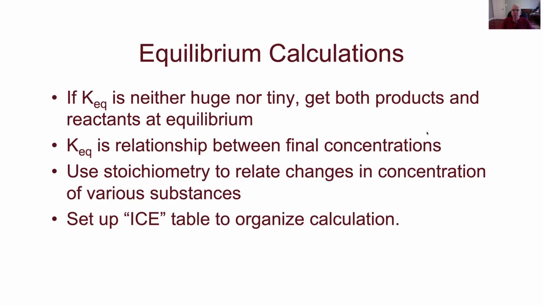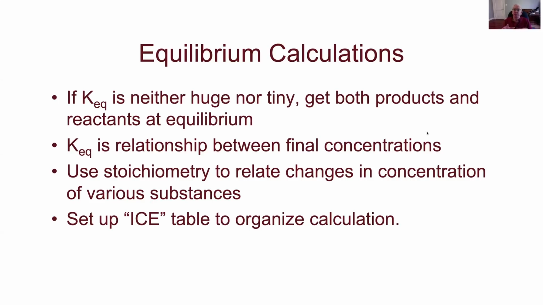The equilibrium constant tells us the relationship among the final concentrations, right? Because it's the ratio of the product concentrations over the reactant concentrations. Those concentrations are often raised to different powers, which means it's not quite as easy as just taking the concentrations and dividing them. The way to go about these problems is two things.